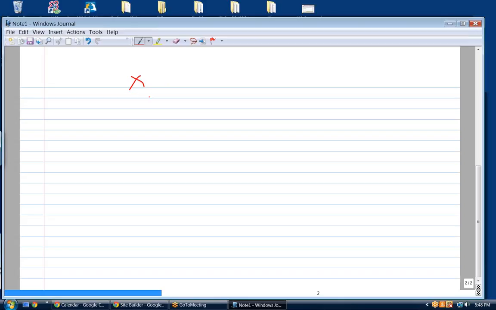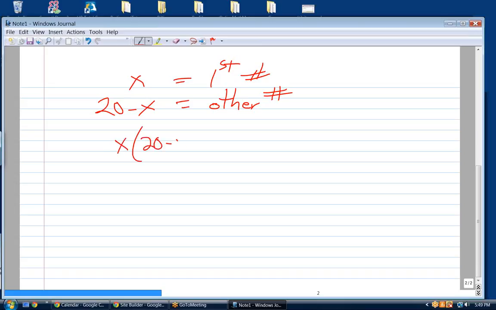The sum of two numbers. Okay. So x is one number. What should we let the other number be? 20 minus x. Yeah. So that's equal to the first number, and that's equal to the other number. Now what does it say about the product? It wants you to find the product, so you say the product is equal to y, and it wants you to find the maximum value that it could be. Okay.